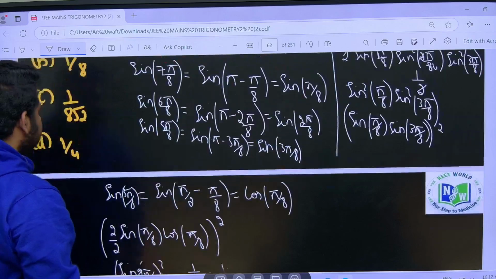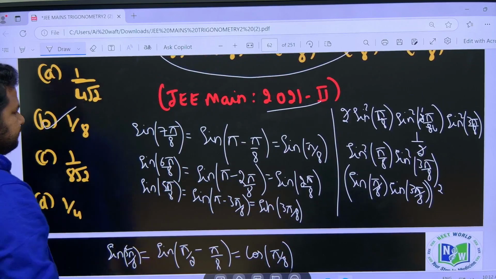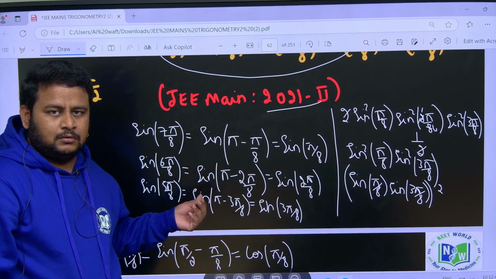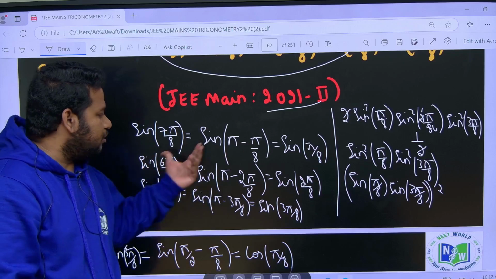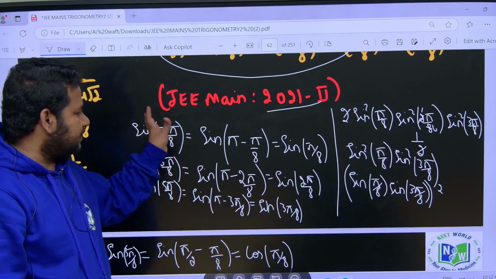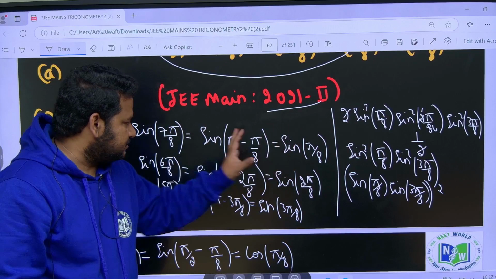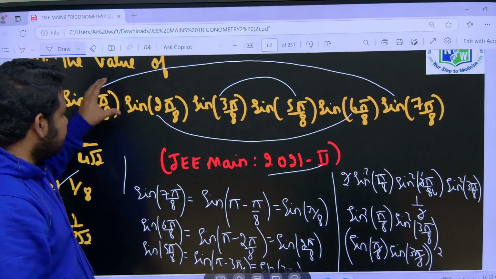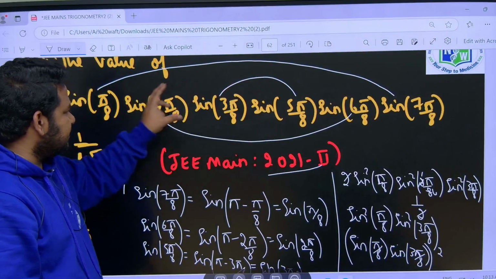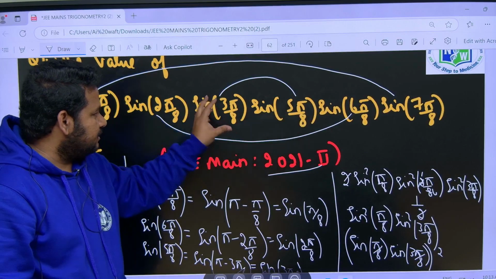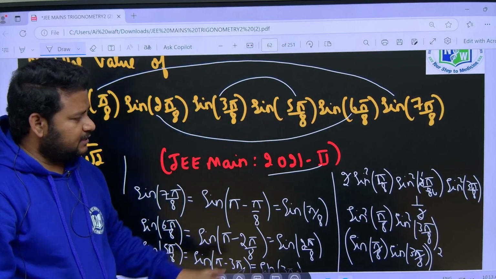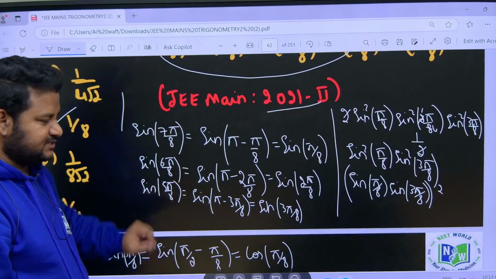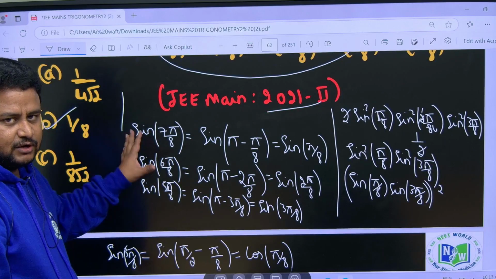Alright, friends. So the answer to this question is what? 1 by 8. Option B. I hope it is clear. This step I have written for people who need some understanding of how this comes. Otherwise, you can directly visualize this: the first one and last one can be paired, second and second-last can be paired, third and third-last can be paired, and then you can directly write the values. You can avoid this step. I have written it for your understanding so that you have a detailed solution.